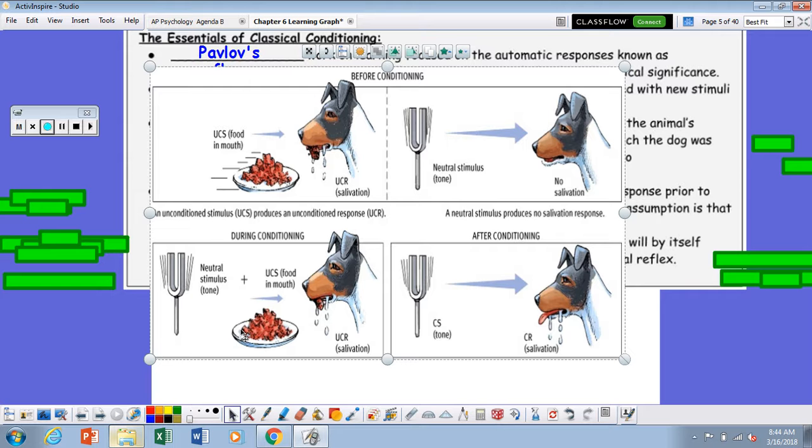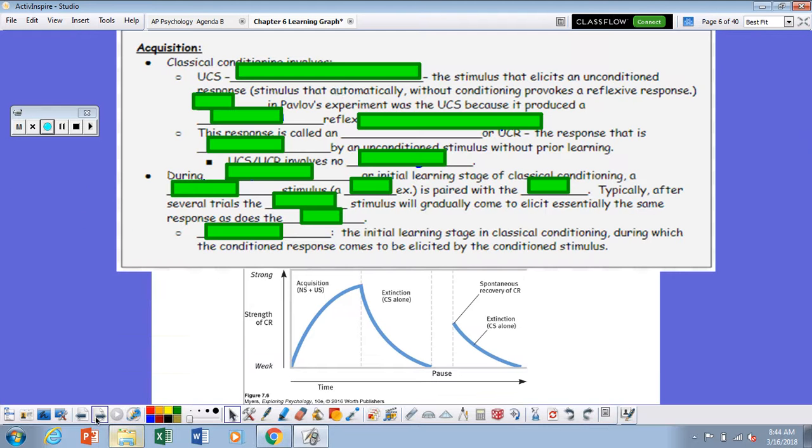Get rid of the food and just the neutral stimulus, which, by the way, always becomes the conditioned stimulus, in this case the tone. Eventually the sounding of that tone will elicit the conditioned response, the salivation. Sounds kind of complicated, but it's not as bad as you think.